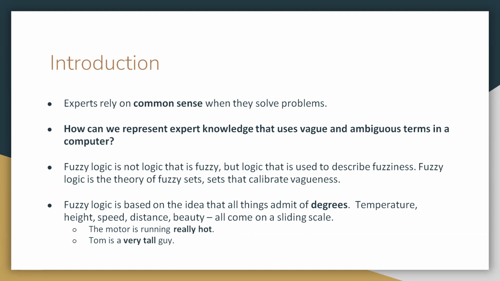Like if you take any example, like temperature, height, speed, distance, beauty, everything. Like I simply say, Tom is a tall guy, or Tom is a very tall guy. The motor is running hot. When I say the motor is running hot, what is the degree of hotness here? Is it really hot or is it slightly hot, and so on?